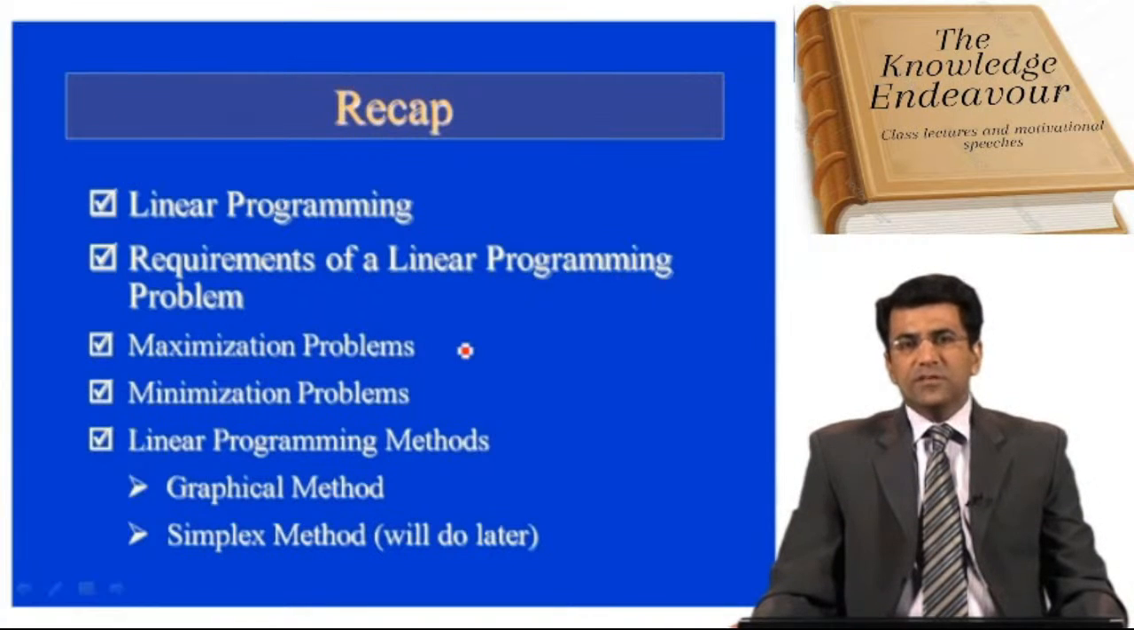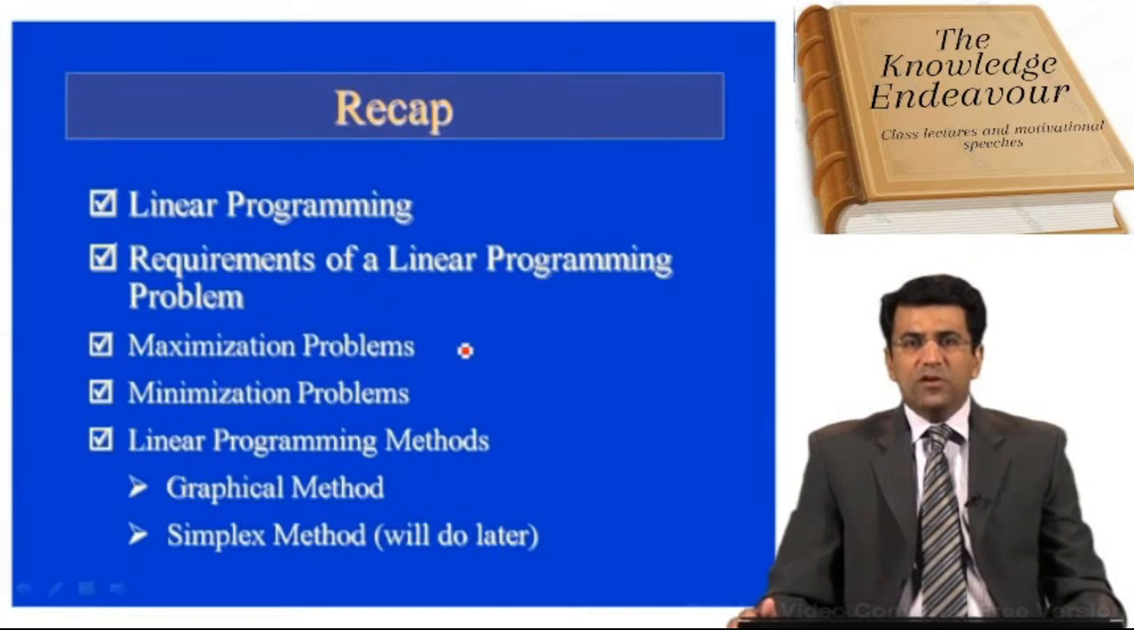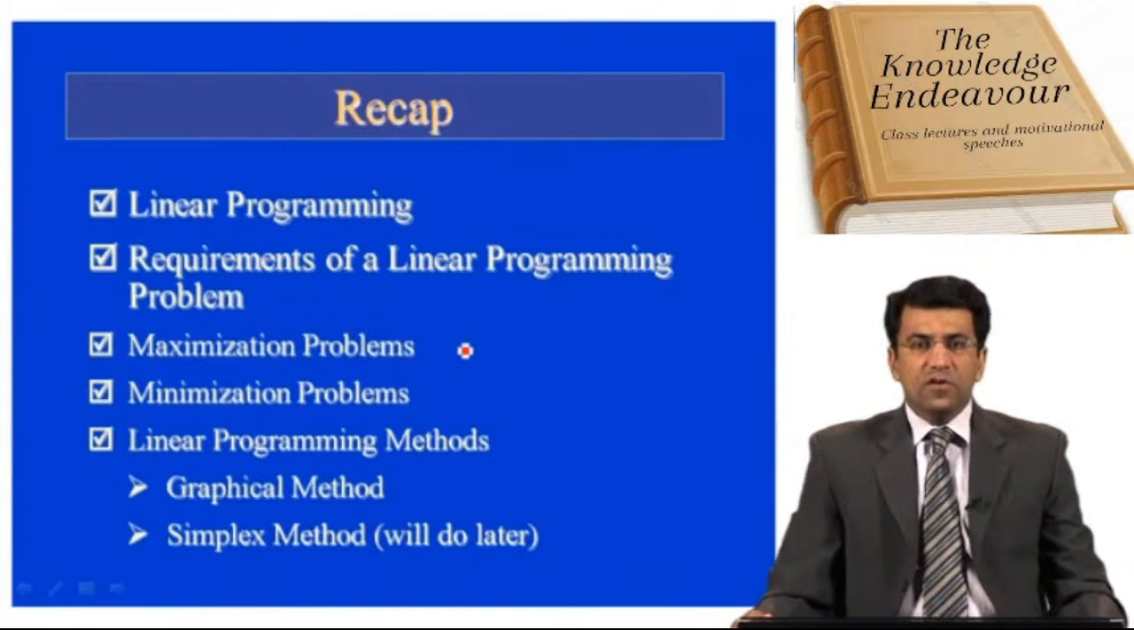In the last class we discussed a very important topic, that is linear programming, and we defined linear programming as a mathematical technique which helps us to obtain particular organizational objectives. And then we also defined that there are two prime objectives which are to be achieved by this technique of linear programming, that is the maximization of profit and the minimization of cost.